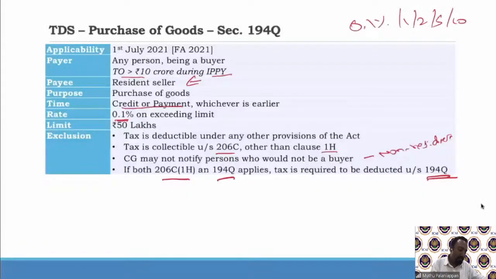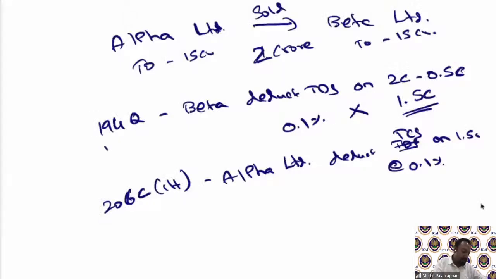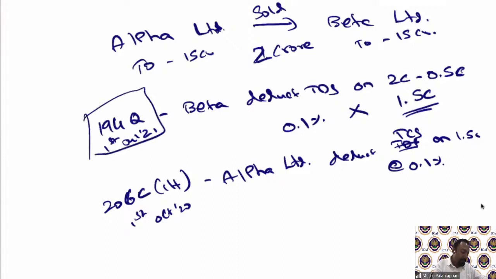So what this provision says is, if tax is collectible under section 206C for any reason other than 1H, then it is excluded, and this provision is not applicable. Similarly, both sections are applicable for a short period, because this is from 1st July 21 and that was from 1st October 2020. If both provisions are applicable, 194Q takes the preference.